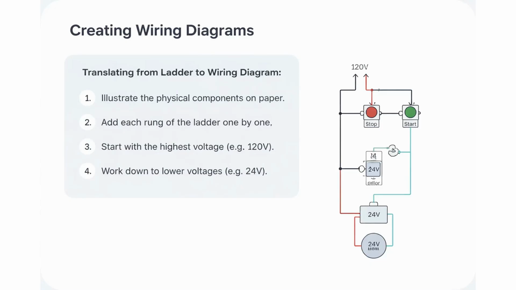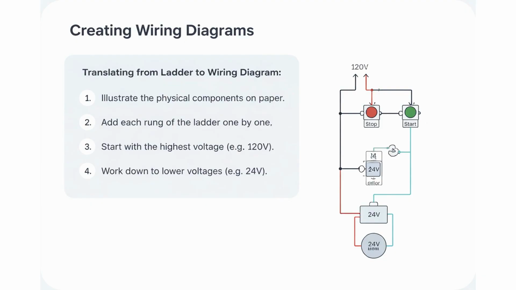Sometimes you will need to create your own wiring diagram based on a ladder diagram. To do this, first draw the physical components on your paper. Then, translate the circuit rung by rung. Always start with your highest voltage, like your 120-volt line power, and work your way down to the lower voltage control circuits, like the 24-volt side of a transformer.